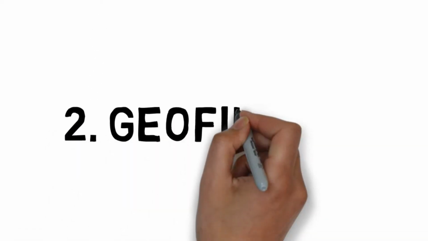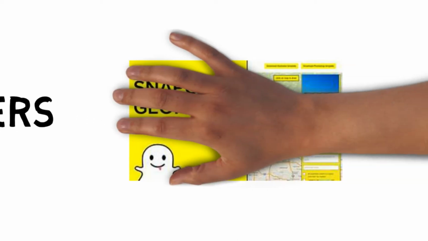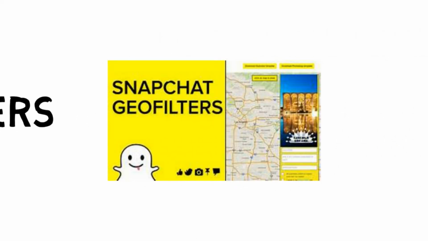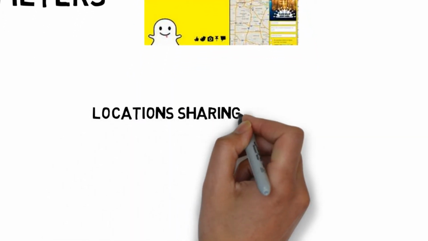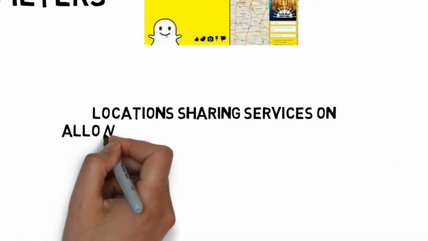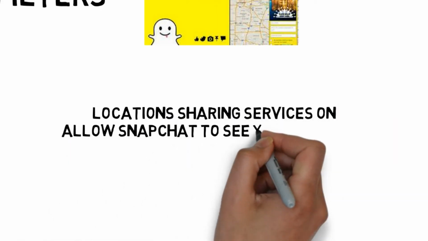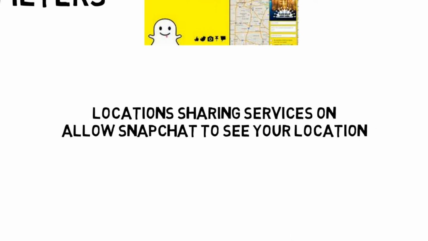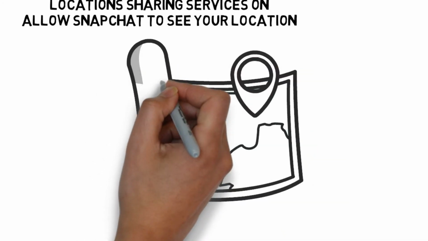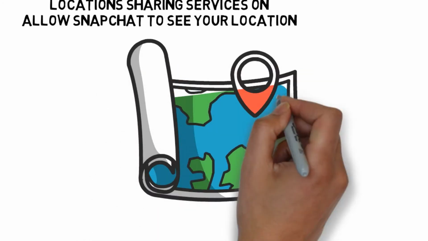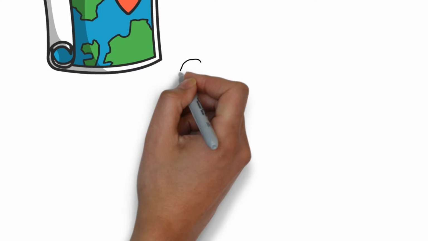2. Geo filters. A geo-filter is a feature Snapchat added to their app back in 2014 and has evolved ever since. And now you can make and design your own geo-filters for occasions. For a geo-filter to be available, you must have your location sharing services on and allow Snapchat to see your location. This will allow the app to see where you are, and if you are in a location where there is a Snapchat filter available, you will be able to layer it on your photo.